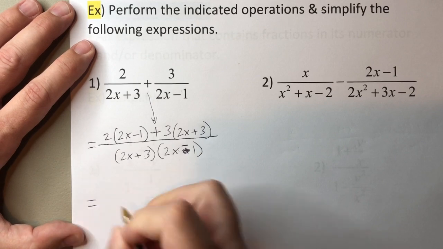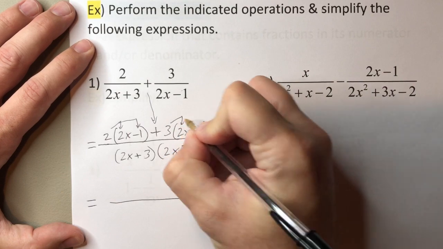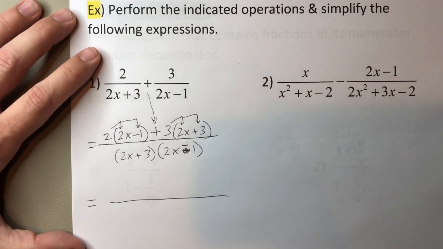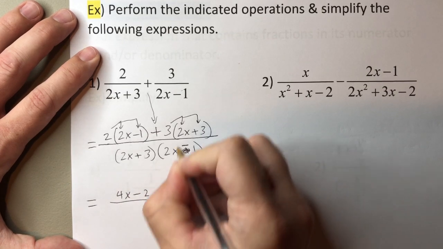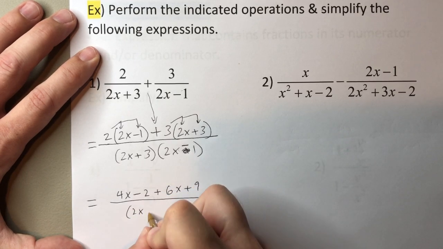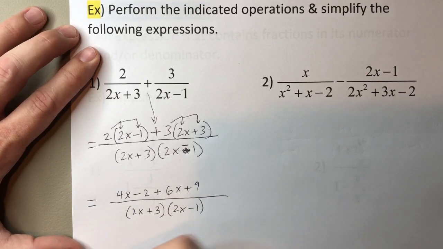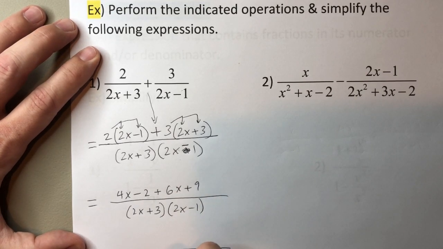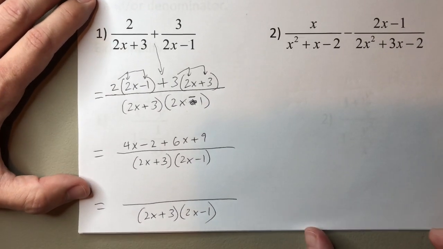And so now, at this point, what do we do? Well, all we have to do now is distribute here and distribute here to actually simplify this thing. So what do we get? We get 4x minus 2 plus 6x plus 9 all over the same LCD, quantity 2x plus 3 times quantity of 2x minus 1. And then at this point, you can just leave the LCD the same. In other words, you don't have to multiply these two together. You can if you want to, but this is fine. I'll accept this.